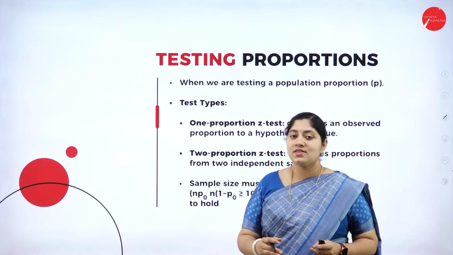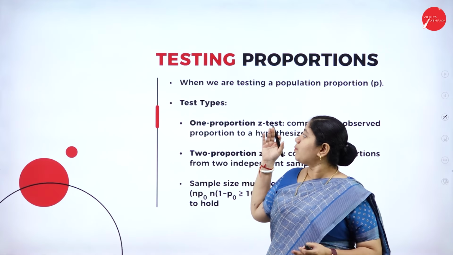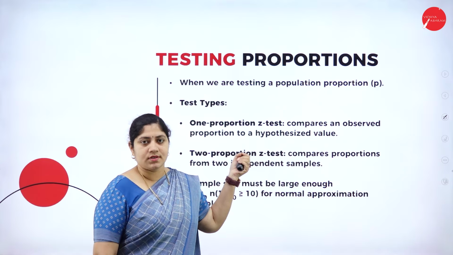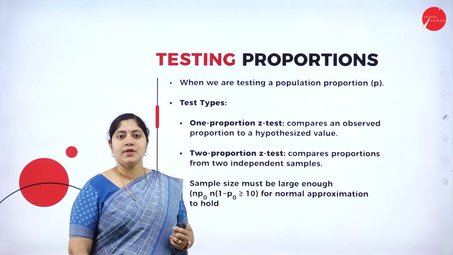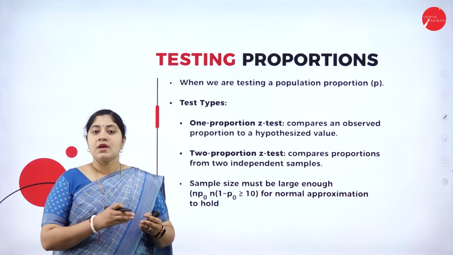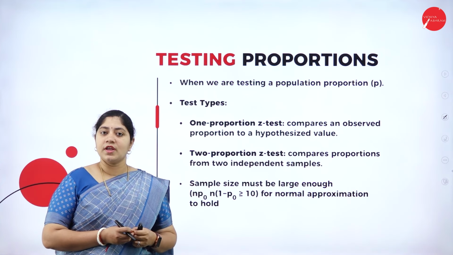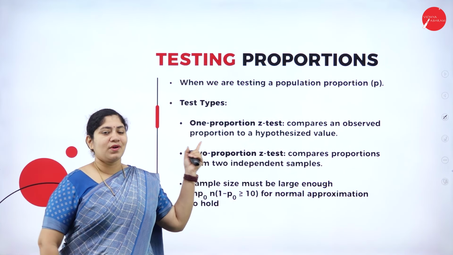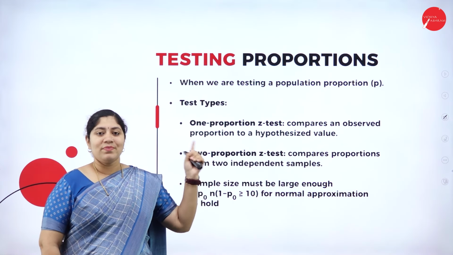Up next, let's see what is testing proportion. Whenever we want to test a population proportion, that is P. This population proportion we have discussed under the components of hypothesis testing. Correct? Do you remember that? If not, you have to go back and check our previous videos.